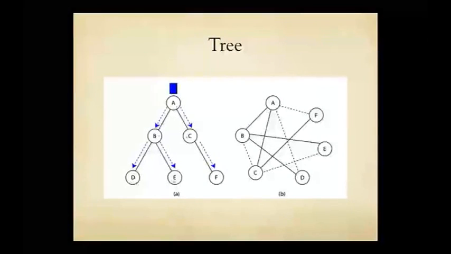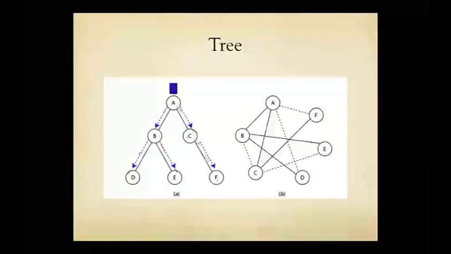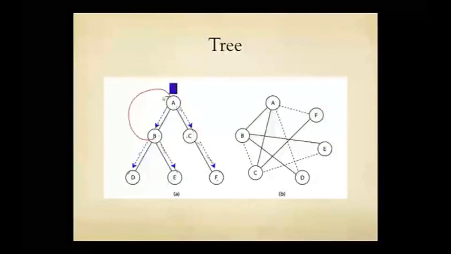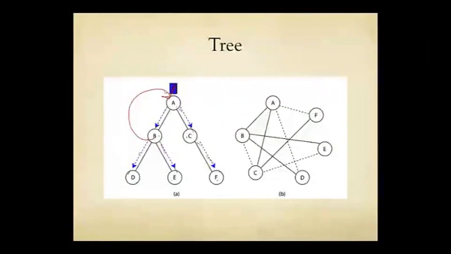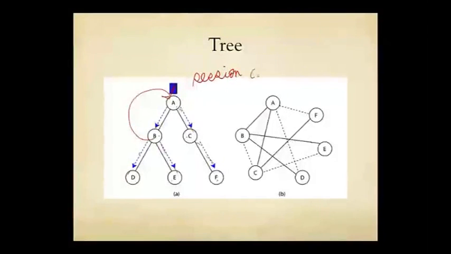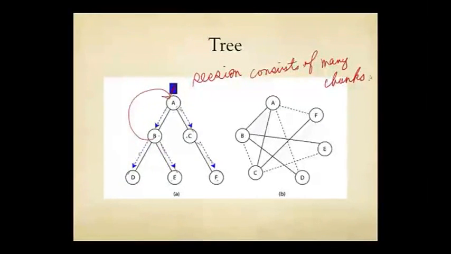Let's say I have 6 peers labeled from A to F, and this blue rectangle is a particular chunk. If you look at the lifetime of this chunk, it basically follows some kind of tree pattern. It doesn't form a loop back because that would be very inefficient. However, one single session of multicast in BitTorrent consists of many, many chunks, and these different chunks can traverse different kinds of trees.